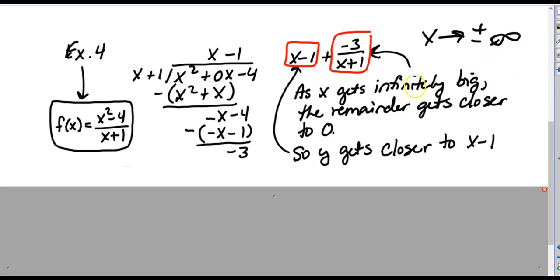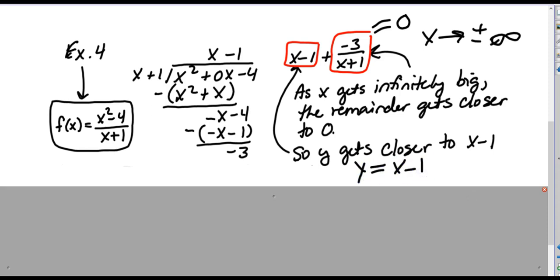So what's happening is x is getting infinitely big. As x is getting infinitely big, this x in the denominator is getting really, really big. So -3 divided by a really big number is getting close to 0. So this is approximately 0. That means the graph gets closer and closer to x minus 1. So our asymptote is actually y equals x minus 1.